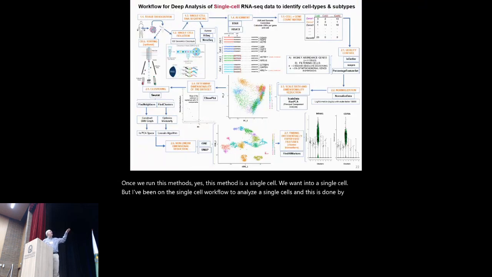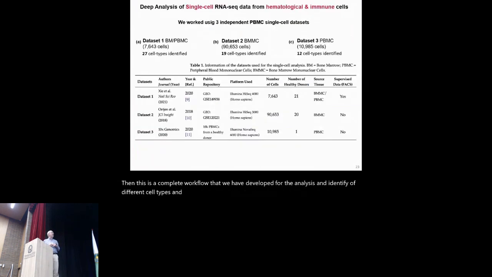Then this is a complete workflow that we have developed for the analysis and identification of different cell types and subtypes. The development of this workflow is a combination of algorithms, it's not our own workflow. We applied this again mainly to PBMC data, and to the three main data sets. In one of them, data set one, we have the previously known concentration of the different cell types, determined by flow cytometry. So we have a reference.